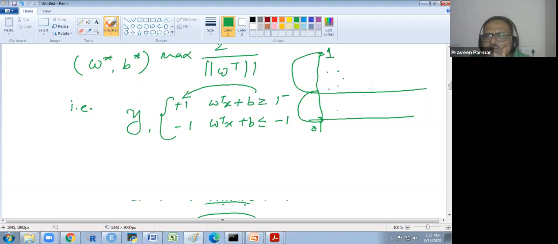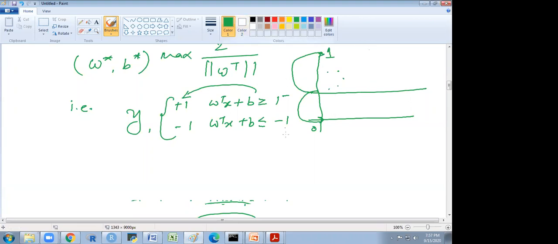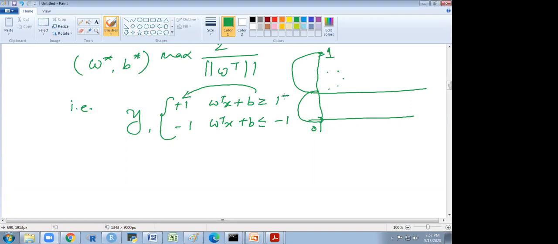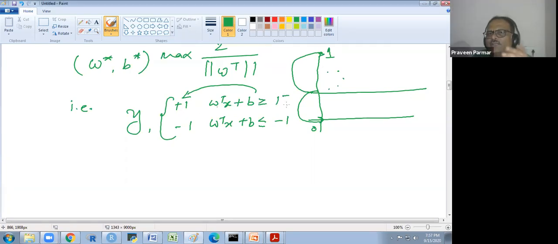Are you getting it? Yes. Yesterday I explained this, so the same thing we are doing. Whenever WTx plus b is greater than 1, then it should be +1. If it is 3, we write +1. If it is 20, we write 1. If it is 35, we write 1. If it is negative, we write -1. If it is -3, we write -1. If it is -1.5, we write -1. Does that make sense to you?